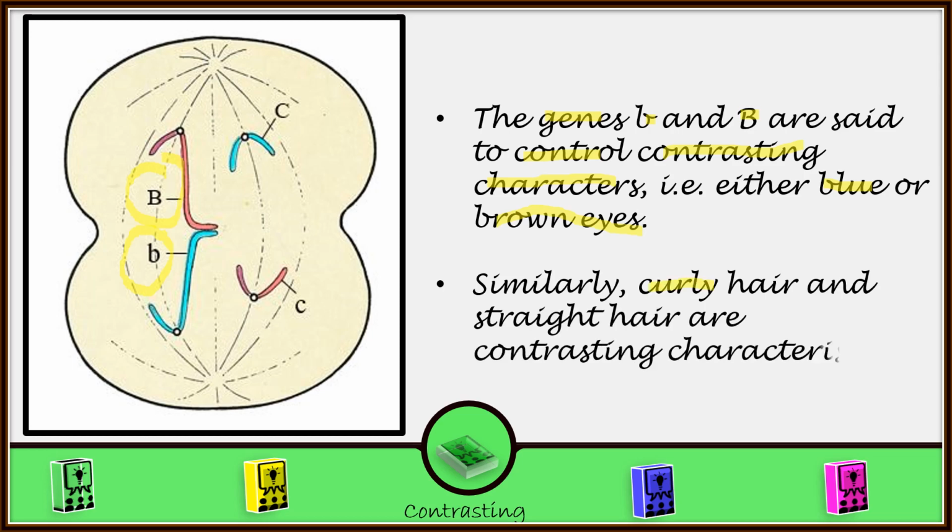Similarly, curl hair and straight hair are contrasting characters. So you can see that up here we have the curl hair, and this one is for straight hair. All of them are controlling hair, but they are contrasting each other. So they are contrasting characters.